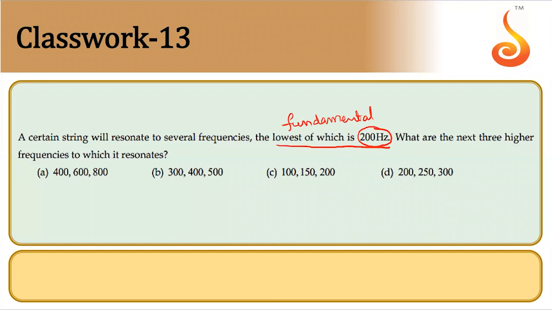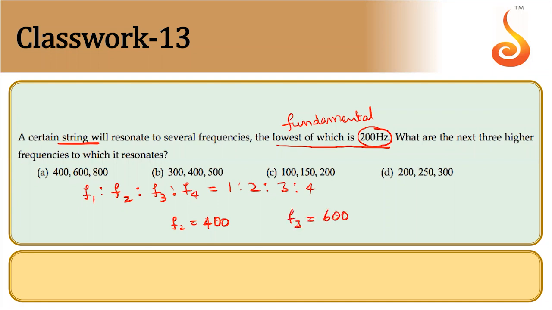See, it is a string. In the case of vibrating string, the frequencies are in the ratio F1 is to F2 is to F3, or in the ratio 1 is to 2 is to 3 is to 4. So F1 is 200, F2 should be double it. So F2 should be 400, F3 should be 3 times it, so it should be 600, F4 should be 4 times it, that means 800. So next 3 frequencies are 400, 600 and 800.